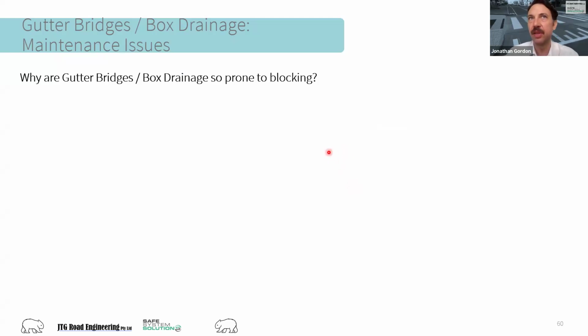And rather than just leaving you there with they're prone to blocking, I'm just going to help illustrate why that is, so that you can understand that whilst they may be a drainage solution for your project, they have these issues, and that they may not be an ideal drainage solution if there are alternatives out there that you may consider. So why are they so prone to blocking?